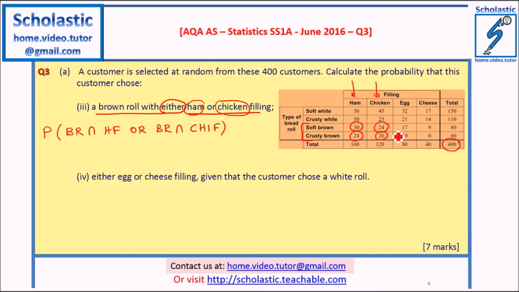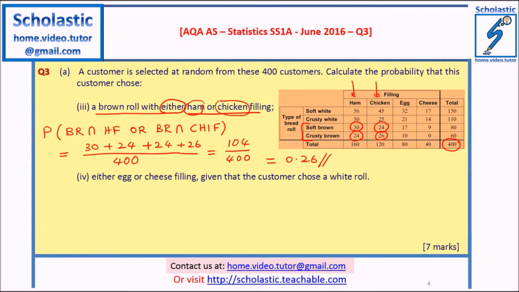So your answer to this question is, out of 400 customers, brown rolls with ham filling 30 plus 24, or brown rolls with chicken filling 24 plus 26. You need to add all these numbers, then you get 104 divided by 400, which is equal to 0.26. That is the probability for this part of the question.